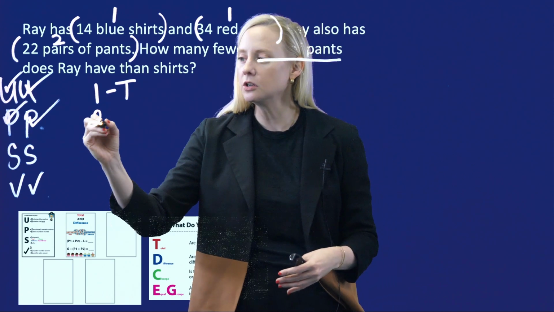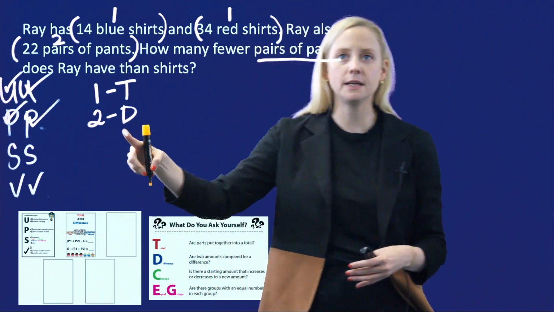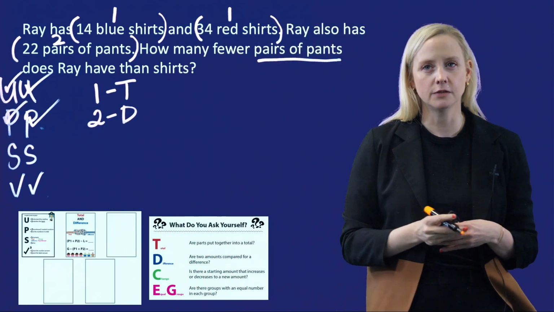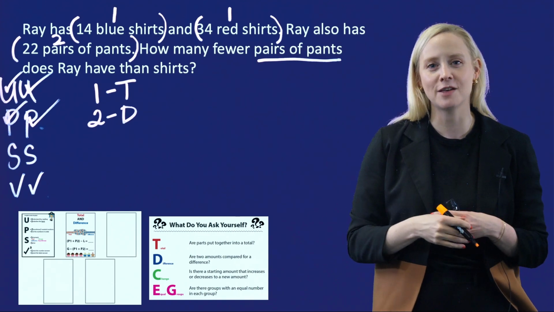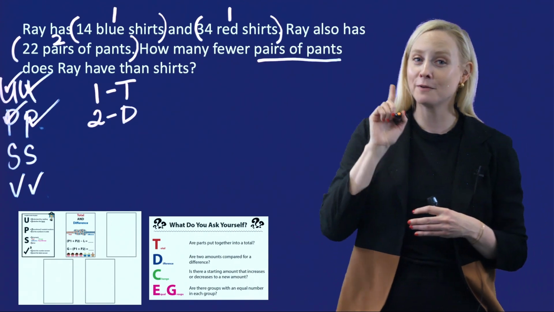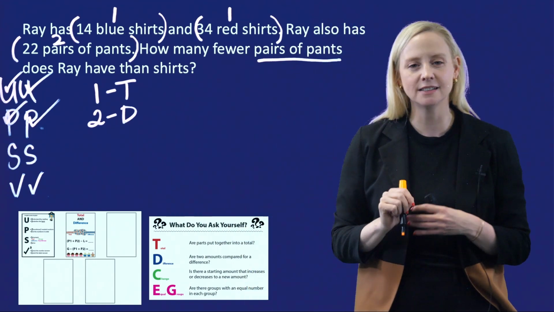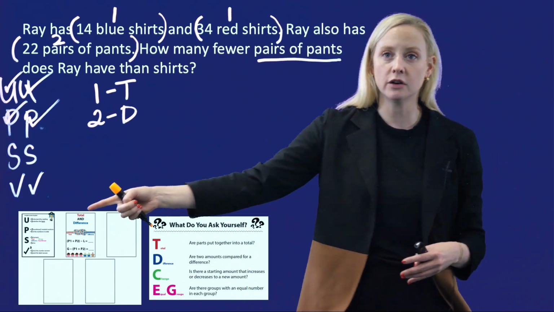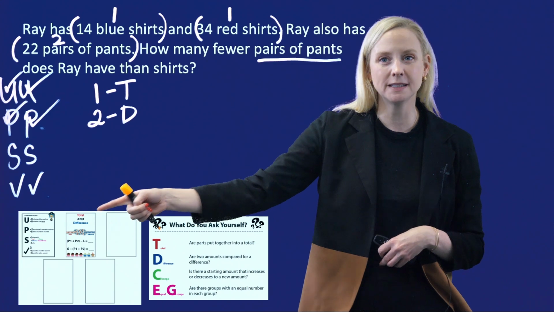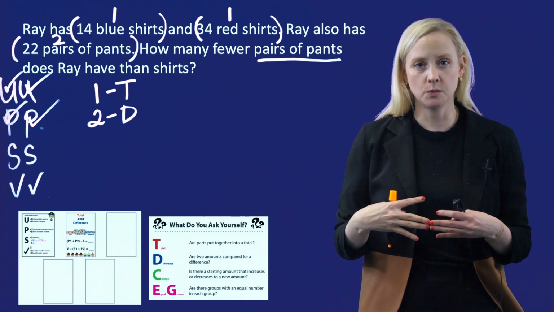So I'm going to put a 2 and a D to let me know that my second step involves the difference schema. Now before I move to my second step and solve this problem, we need to look at our multi-step word problem schema mat to see which equation we're using.